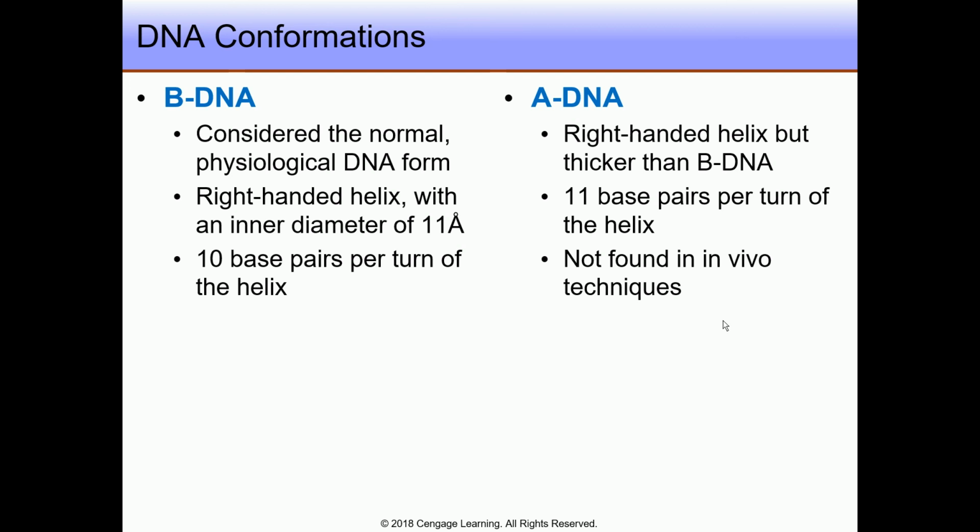There are different conformations of DNA, or different kinds of DNA: B type, A type, and Z type. Normally the DNA which is mostly present is of B type. It has a right-handed helix, its diameter is 11 Angstroms, and it has 10 base pairs per turn of the helix. A DNA is also a right-handed helix, but it is thicker than B DNA. It has around 11 base pairs per turn of the helix.